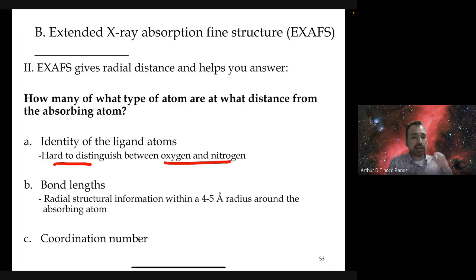So then you have to use your chemical intuition to come up with a model of what's most likely coordinating to your metal, and then look at the distances and see if those bond distances, so that's basically where you're getting bond lengths, are characteristic of a certain atom coordinated to the metal. So you get some radial structural information within a 4 to 5 angstrom radius around the absorbing atom. You get coordination number, right? So you get some insight for that particular species. And this is quite valuable, especially when you're talking about a complex molecule that you can't get a crystal structure for, where you can get some structural information from this technique.